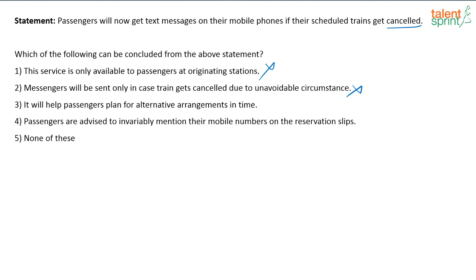Now, it will help passengers plan for alternative arrangements in time. Yes, this conclusion seems to be true, correct? Why is this text message even given to passengers? Otherwise they will come to the station, wait there and then come to know the train has been cancelled. If they are going somewhere very urgently, they can make alternate plans to reach there on time. So that is why, to help passengers, this text message is given. So the third option is our correct option.